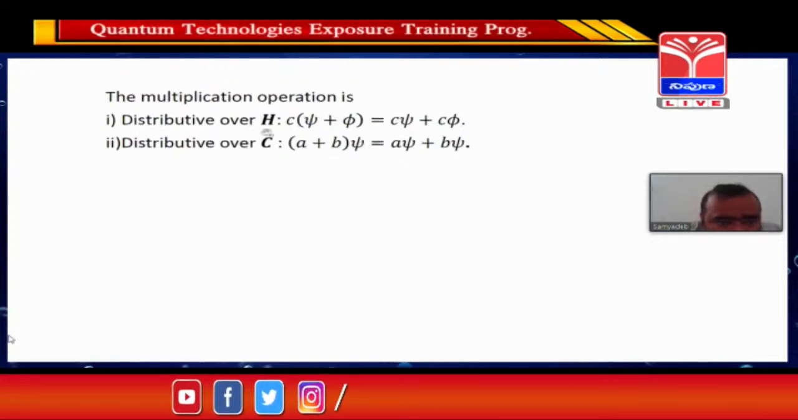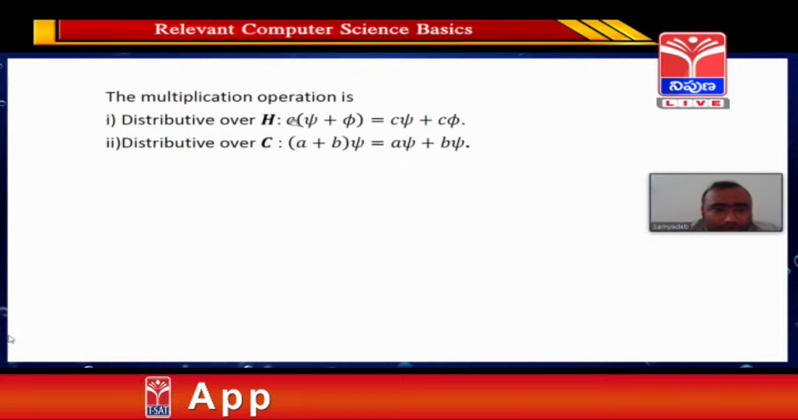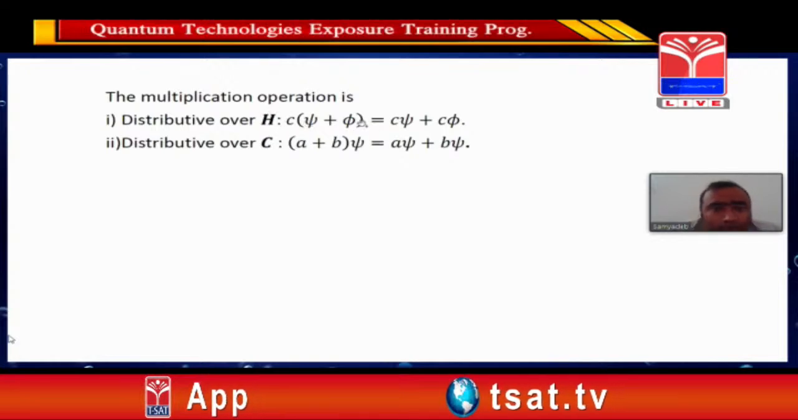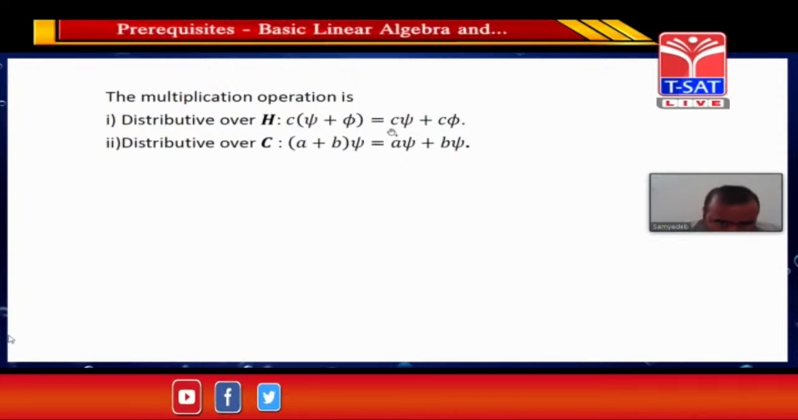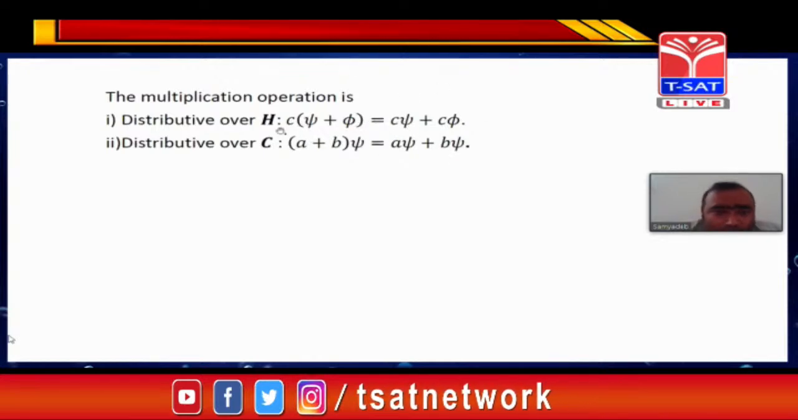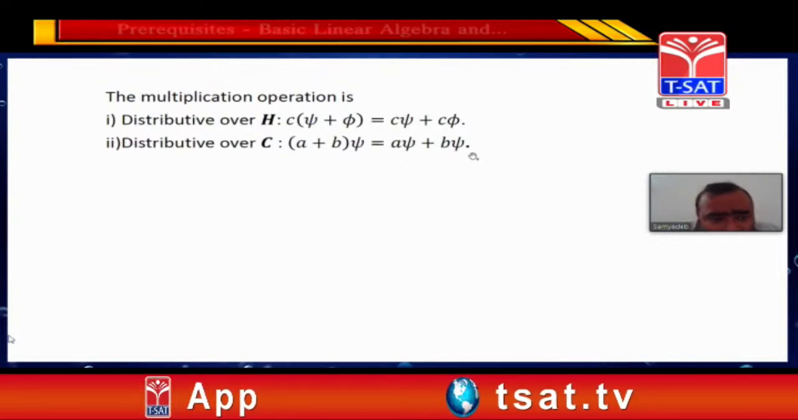First is distributive over H. H means Hilbert space. That is distributed over the vectors or the elements of the Hilbert space. So if a particular complex number is multiplied with the sum of two vectors, then this is distributed like this. It is equal to C of xi plus C of phi. So C of xi plus phi is equal to C of xi plus C of phi.